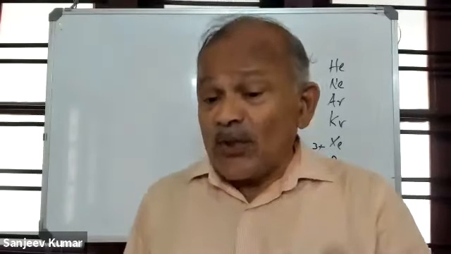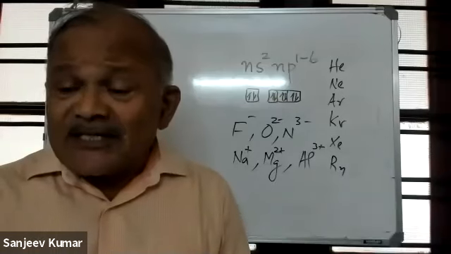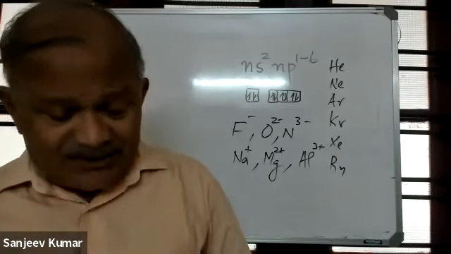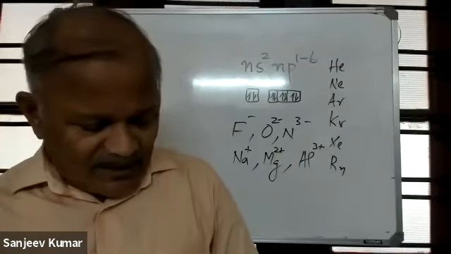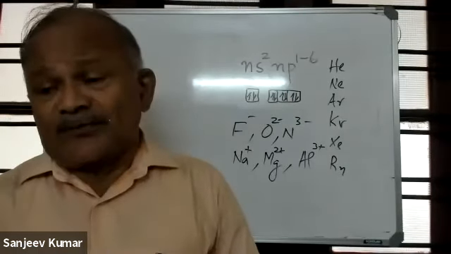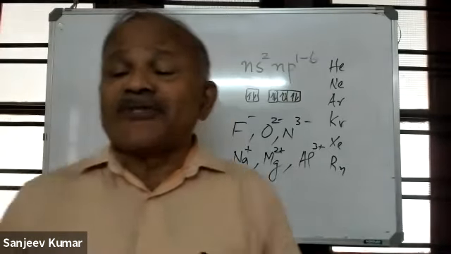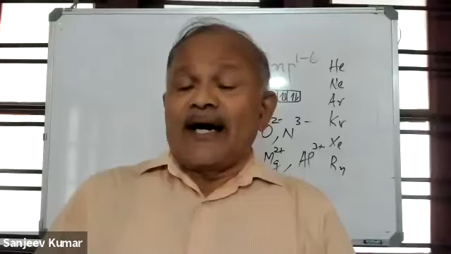Remember, this is in the case of isoelectronic species. Therefore, in isoelectronic species, it is easy to determine the size. Next question: the bond enthalpy is the highest for which one? What do you mean by bond enthalpy? It is the energy required to dissociate 1 mole of a bond.